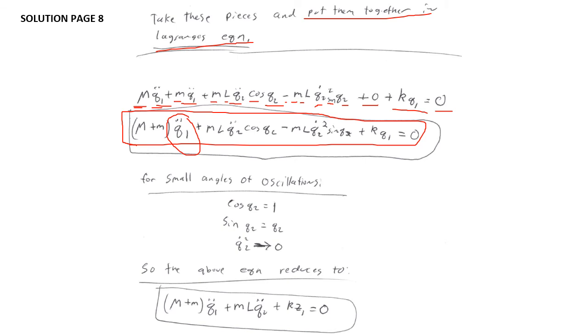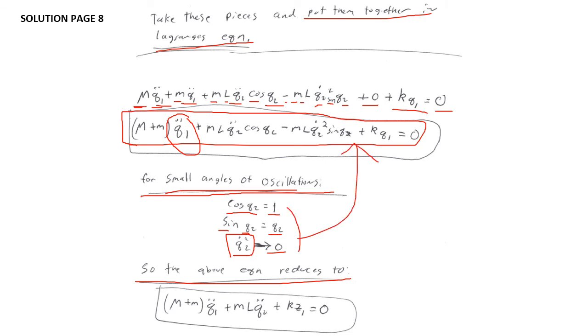Now, for small angle oscillations, we have the cosine of q2 is equal to 1, the sine of q2 is equal to q2, and q2 dot squared goes to 0. Knowing those relationships for these small angles of oscillation, we can put these back into the equation above to reduce and simplify even further. We plug these values back into this equation up here, and we end up with a simplified version: capital M plus lowercase m times my q1 double dot plus m l q2 double dot plus k q1 is equal to 0.